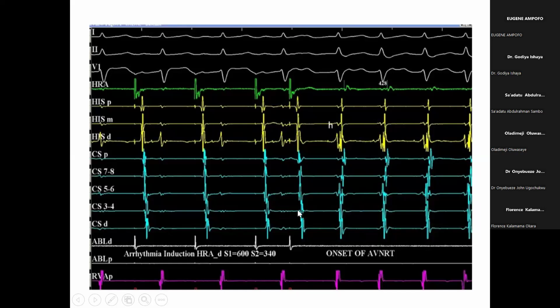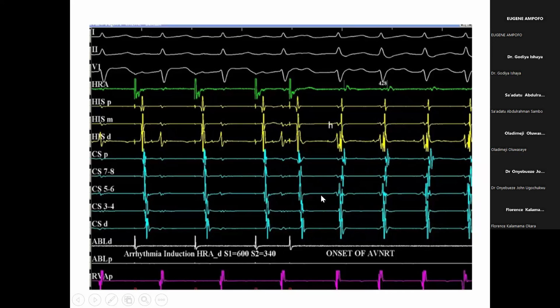I think it was a premature. Exactly, there was a premature complex that happened here. So the question you now ask yourself is that after the premature, the onset of fast now happened. You can see the interval is now shorter compared to where we started from. That's what they call the S2 when the premature complex happened, 340. It's shortened. You can see it's almost like half of where we started from, right?